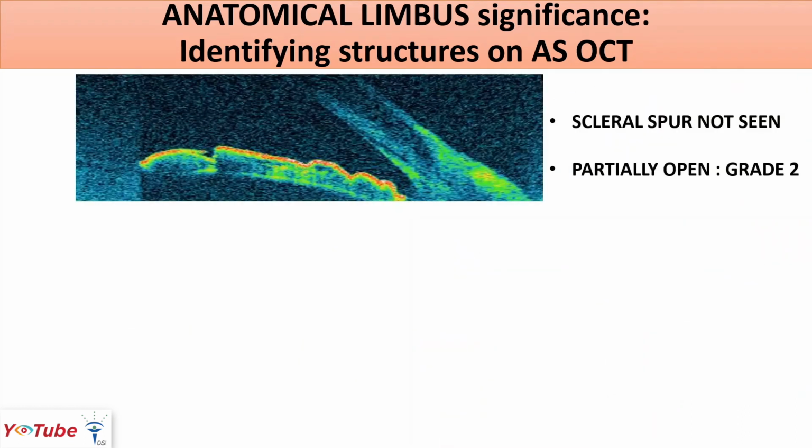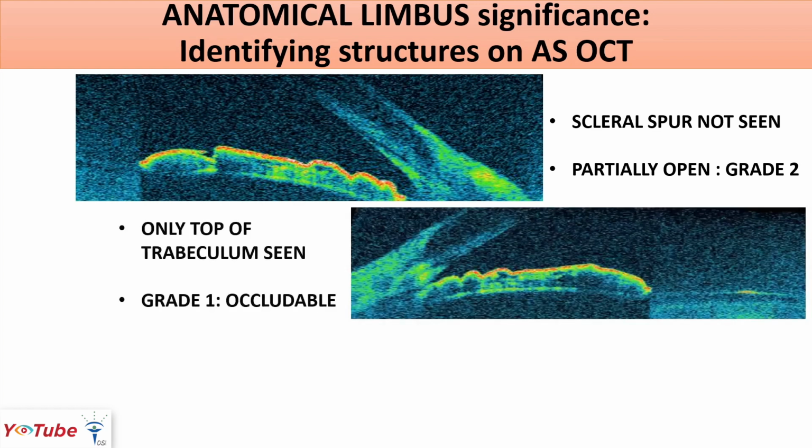Now look at this OCT image. We can see the triangular trabecular meshwork, but we can't really delineate its posterior extent. It is somewhat merging with the root of the iris in this photo, and there is no view of the scleral spur. So in this photo, this is a partially open angle. Probably this is grade 2 as per Schaffer's classification. In this next OCT photo, we can see only a small part of the anterior trabecular meshwork and nothing else. So this is a grade 1 angle, which is called an occludable angle.